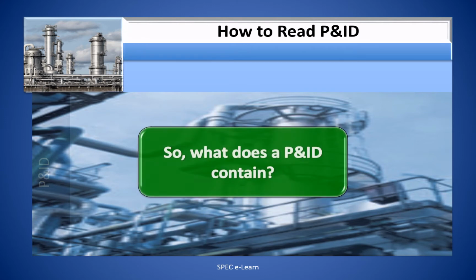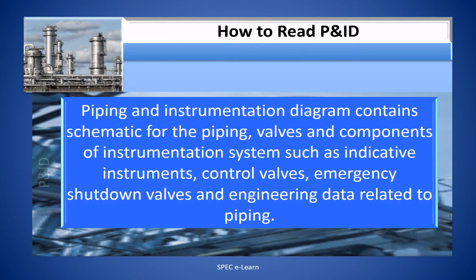So what does a P&ID contain? The piping and instrumentation diagram contains schematic for the piping, valves, and components of instrumentation system such as indicative instruments, control valves, emergency shutdown valves, etc. It also contains engineering data related to piping.